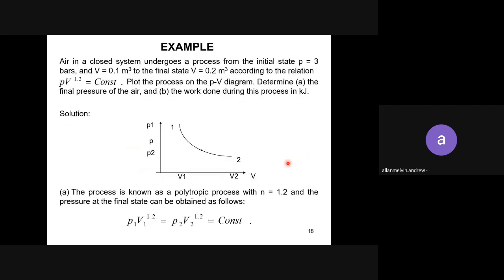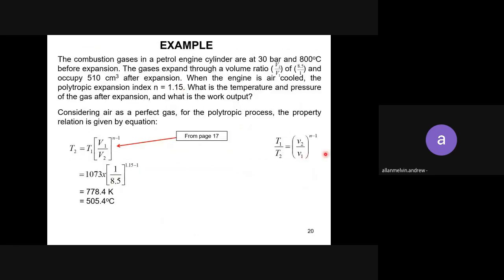So earlier we looked at this, page number 17. So you can use all of this. Okay, so for this case, we use the second one. T1 over T2 equals V2 over V1 to the power of N minus 1. So you want to calculate T2, so you rearrange this, and you will get this. T2 equals T1 times V1 over V2 to the power of N minus 1.